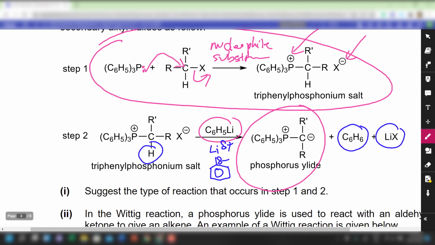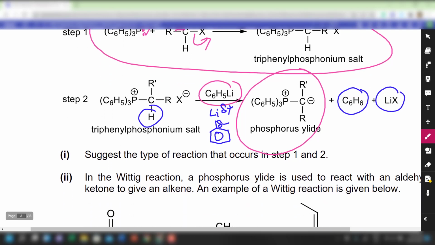Okay, so essentially this phenyl lithium serves as a nucleophile or a base to abstract the hydrogen from the salts, and then this is none other than an acid-base reaction, which I think you should be able to tell as well. Yeah, okay, so it's an acid-base for step 2.